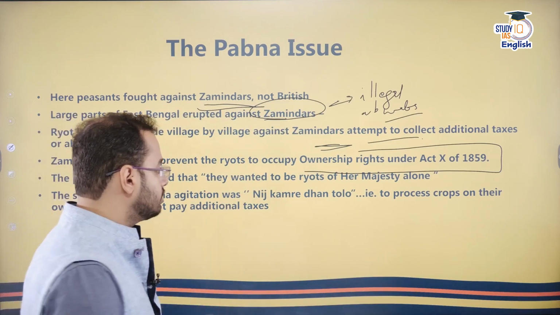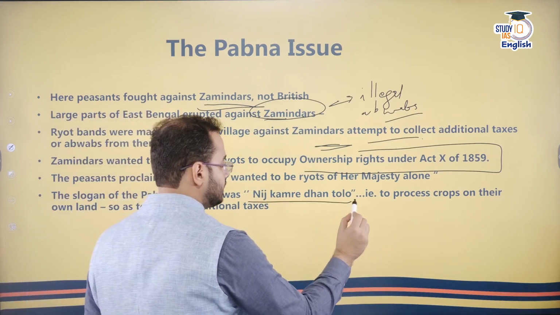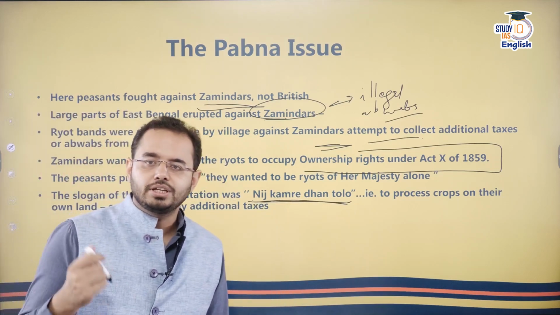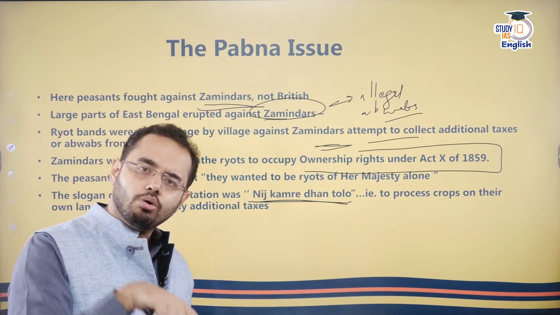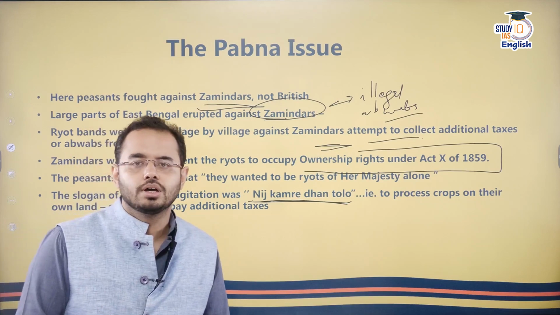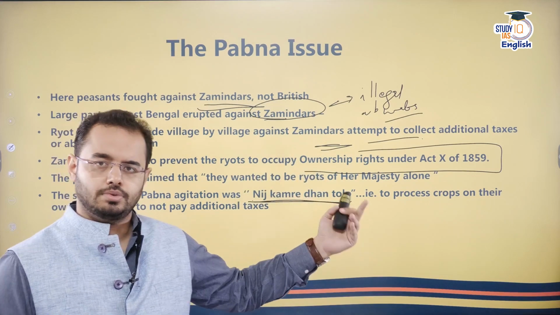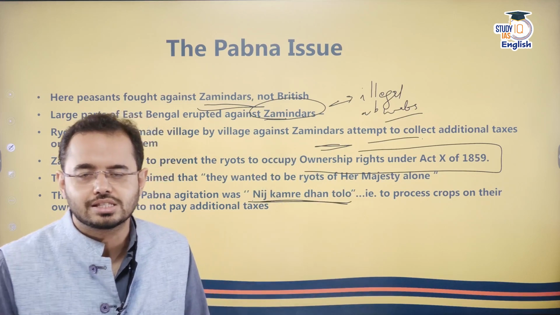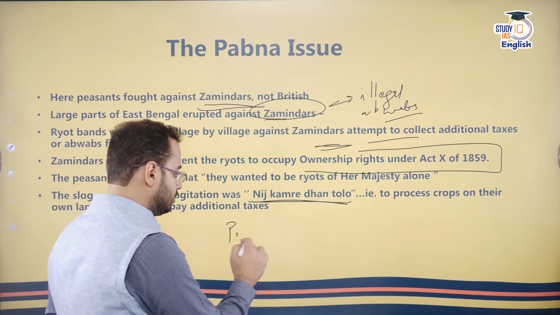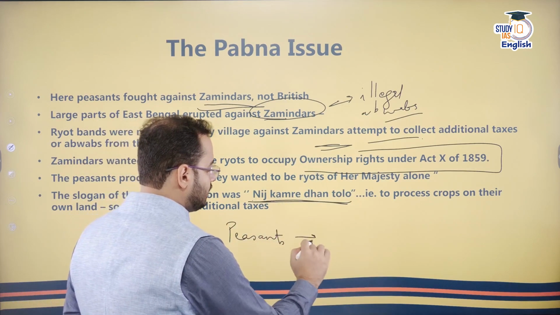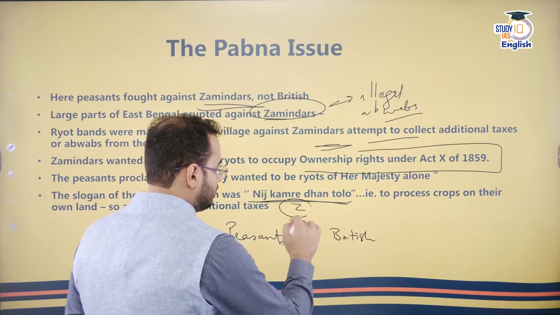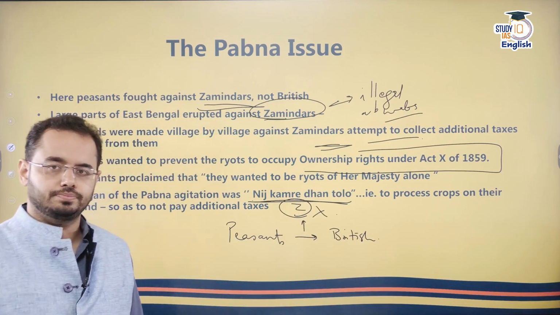And they had one more slogan. They used to say, Nij Kamre Dhan Tolo. That means, please process your grains in your own farms, don't go to the zamindar's farm, because if we go to his farm, he asks us for more taxes. That means the peasants here wanted to deal directly with the Britishers. They did not want this middleman called the zamindar here. They wanted to eliminate them.